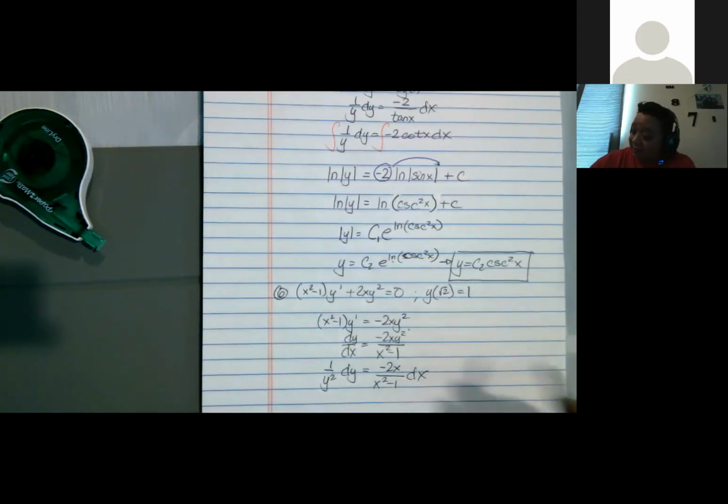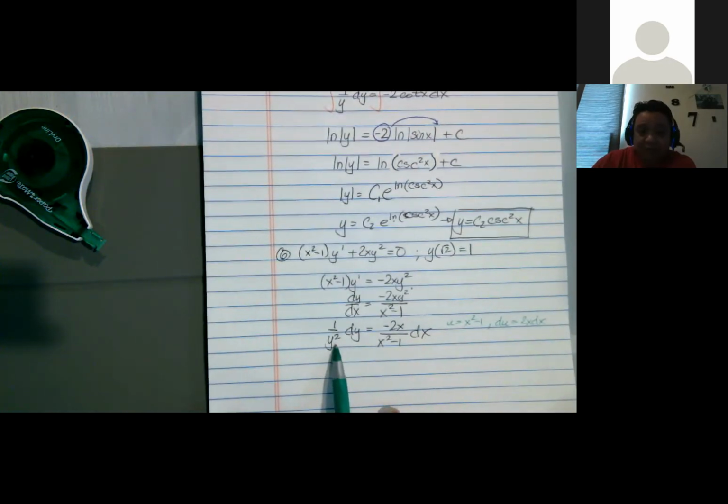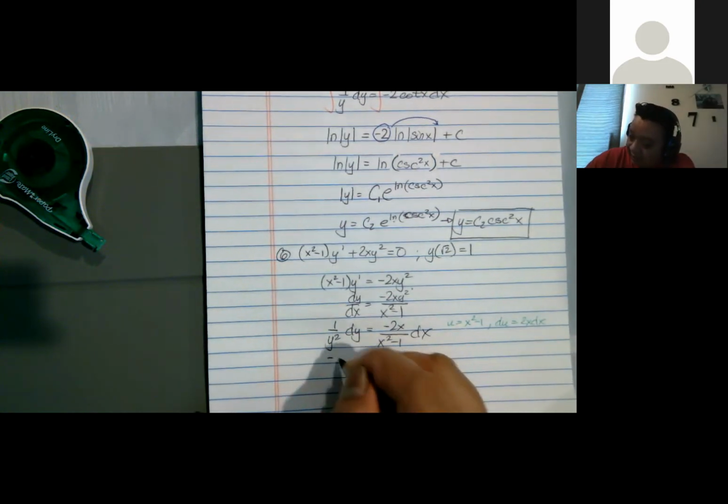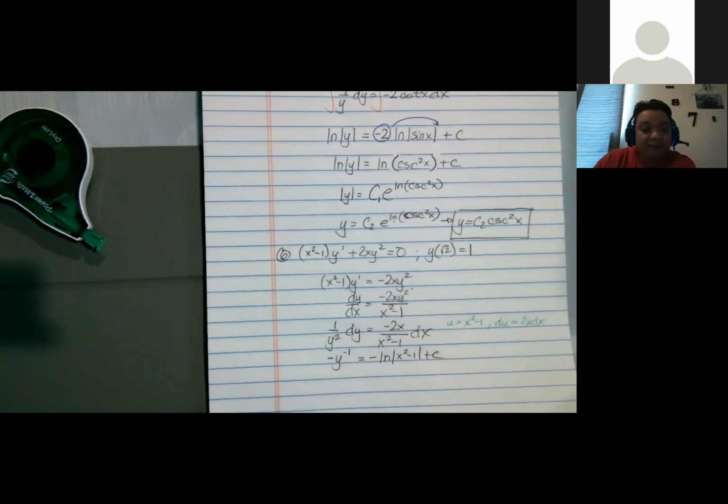The right side is a u substitution, right? So let u be x squared minus 1. Du is a 2x dx. So there's going to be a negative left over. Okay. Then the left side is your power rule. So this would be a negative y to the minus 1 is equal to a negative natural log of x squared minus 1 plus c.